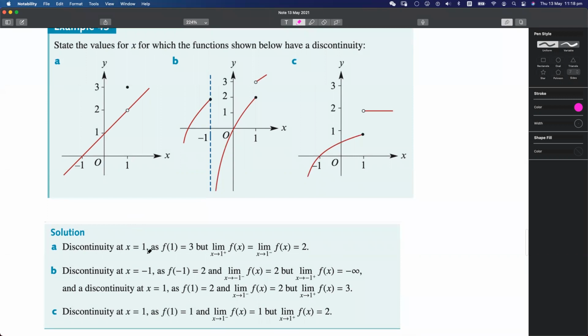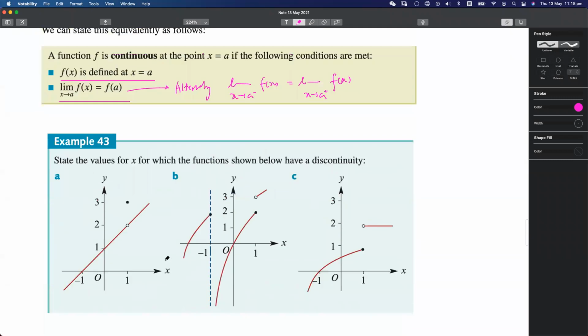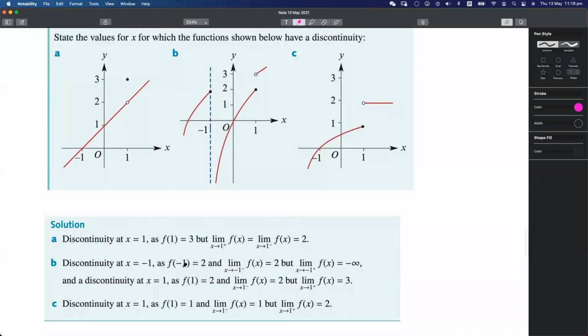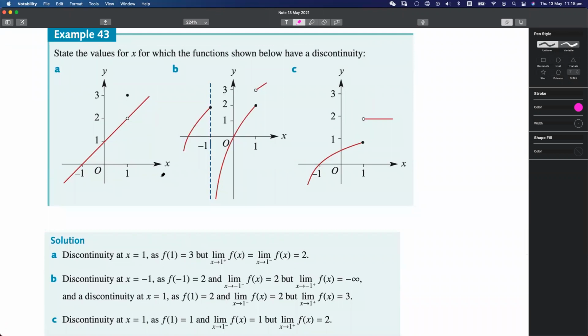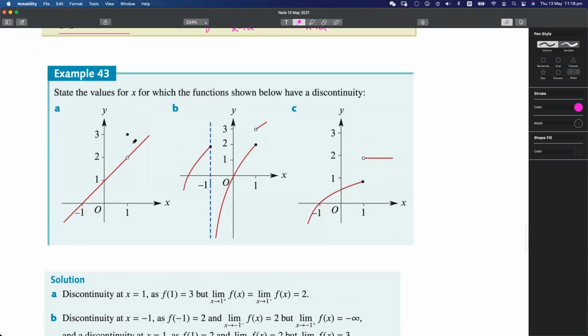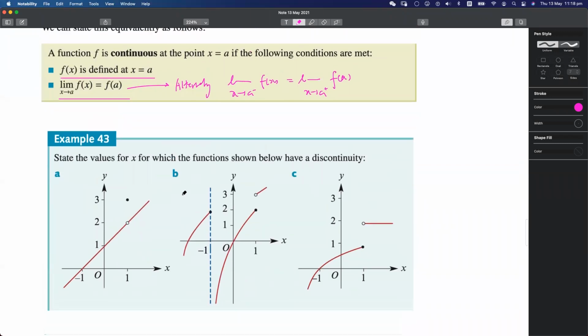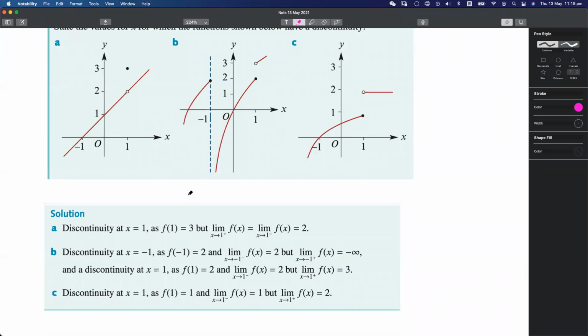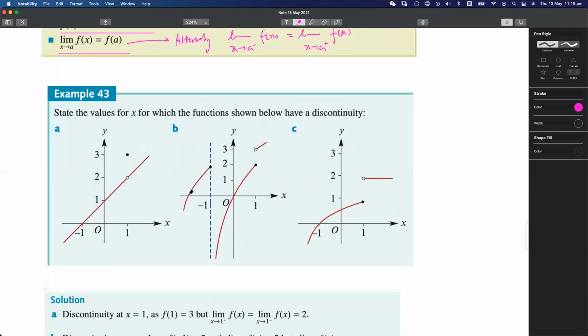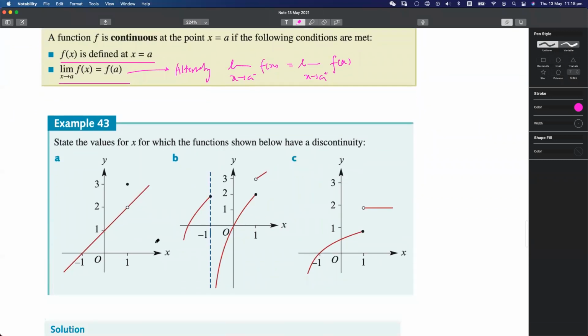The first one, discontinuity at x is equal to 1 because f of 1 is equal to 3, even though these two are the same. f of 1 is equal to 3. In other words, this f of x is not defined. It's not defined at x is equal to 1.